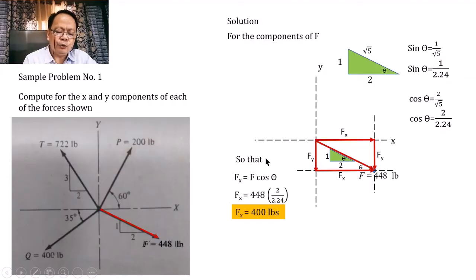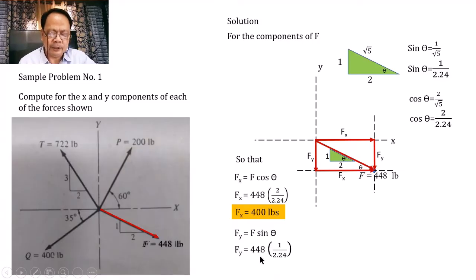And if we're going to solve for the y component of F, since the y component is equal to F sine of theta, we just take the magnitude of the sine of theta equal to 1 over 2.24, substituting the value of F and sine of theta here. So we shall have here 448 multiplied by 1 over 2.24. Again, these two will cancel each other, so that the result will be equal to 200. 200 multiplied by 1 gives us a value of F sub y equal to 200 pounds.